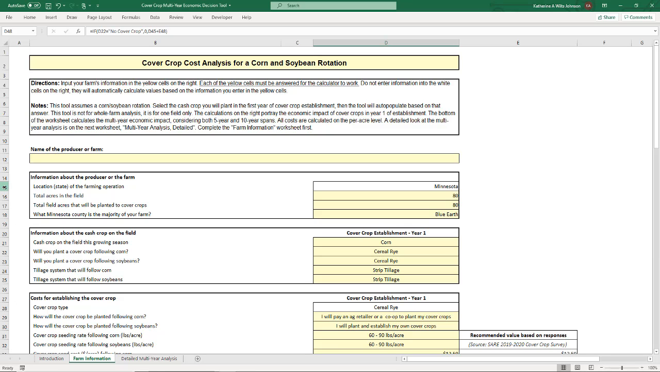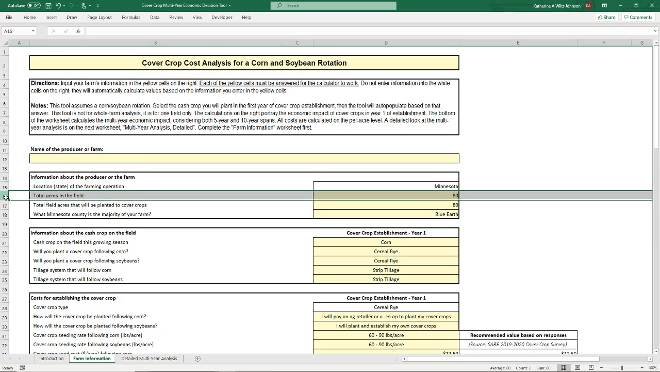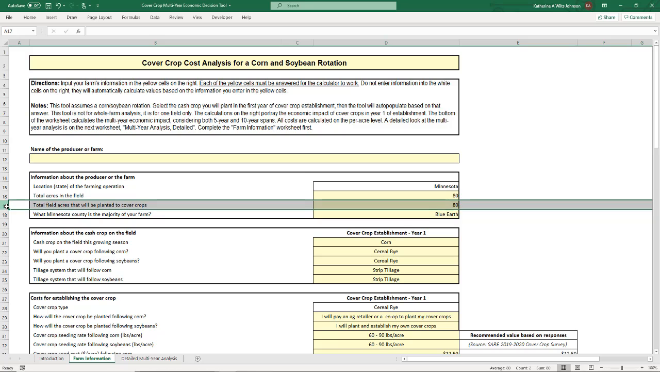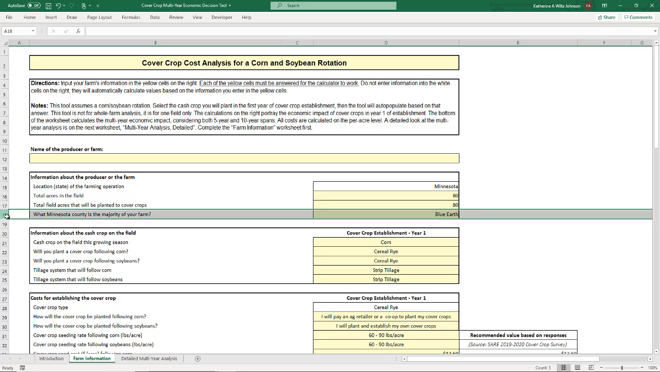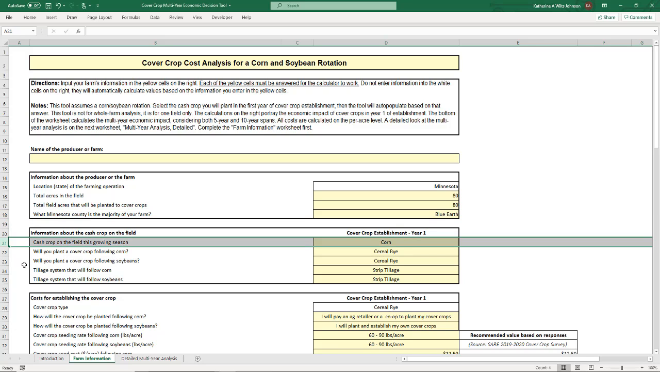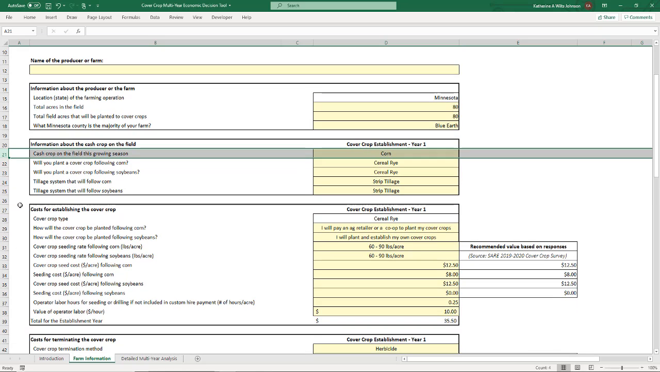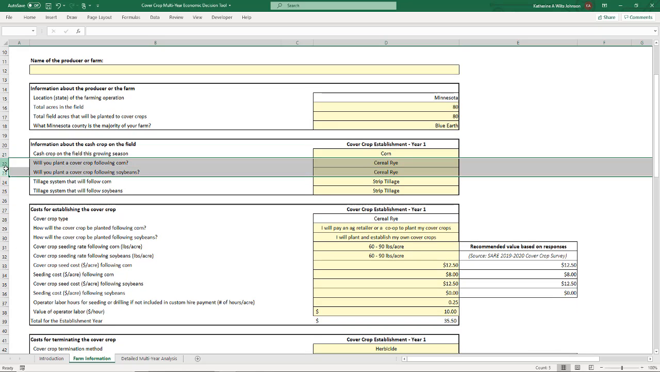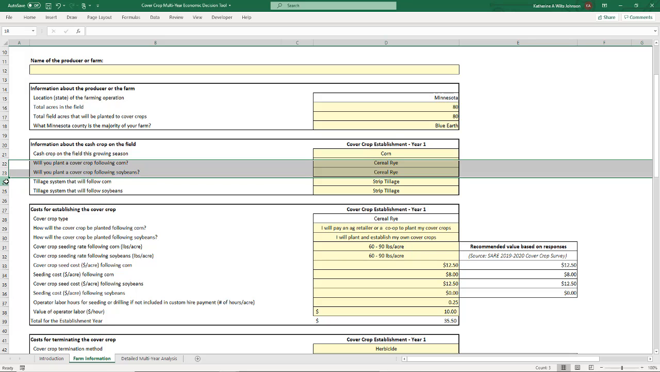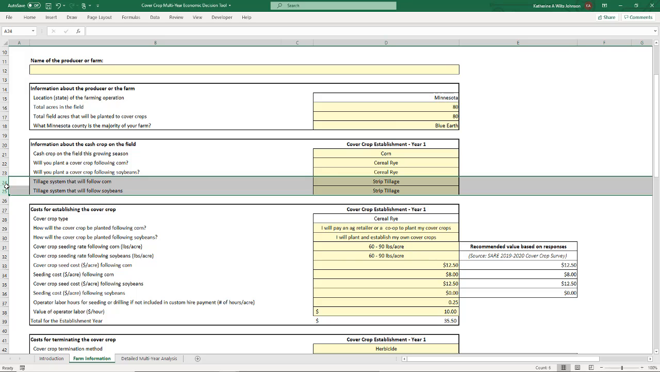The farm is located in Minnesota, and we're going to focus on 80 acres in this field, and all 80 of these acres are planted or going to be planted to cover crops. This field is located in Blue Earth County, and the farm has corn growing on this field. They plan to plant cereal rye following both corn and soybeans, and they plan to use strip tillage following both corn and soybeans as well.